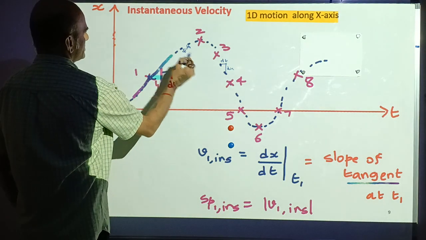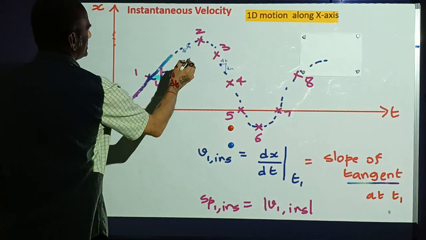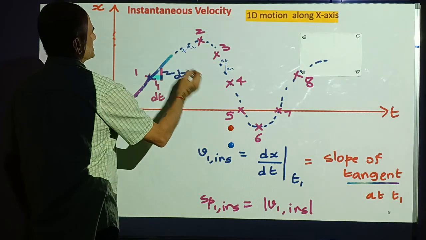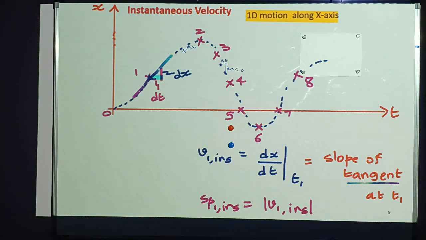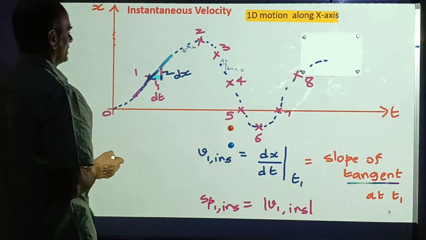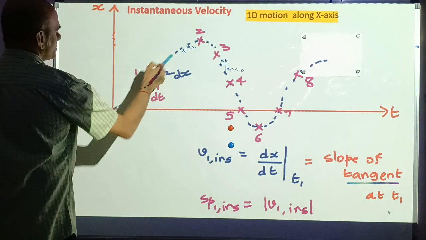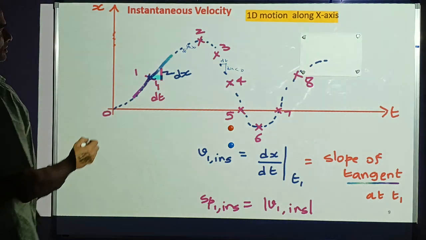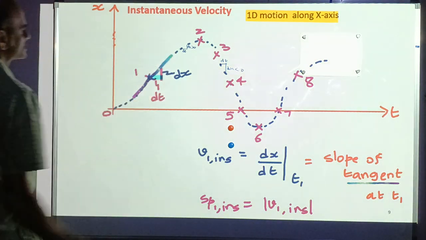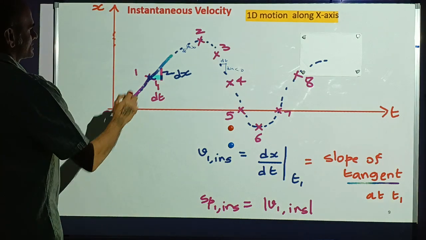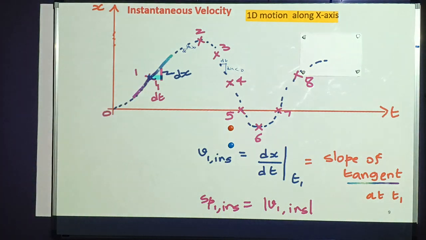So dt is always positive because we are going from the initial point to the final point where the time has increased. Here dx is positive because x has increased. Here dx is negative because x has decreased. So here the velocity is positive, and this dx by dt is the same as the slope of this line. Because if I join these 2 points by a straight line, we'll get this line. So, slope of this line. But since this point is very, very close, this line will become a tangent to this curve.